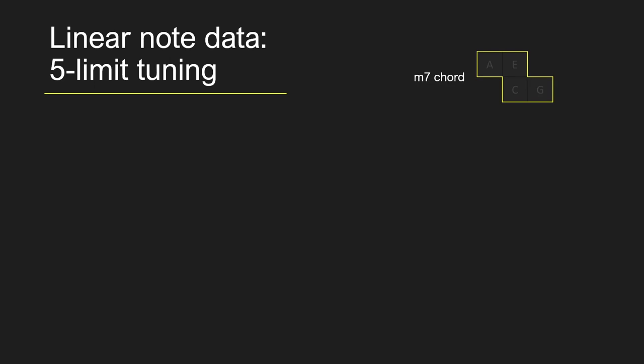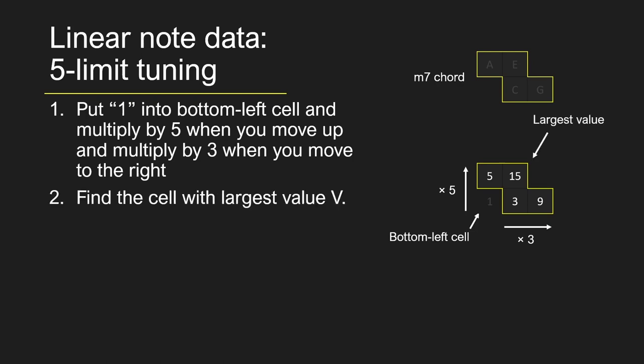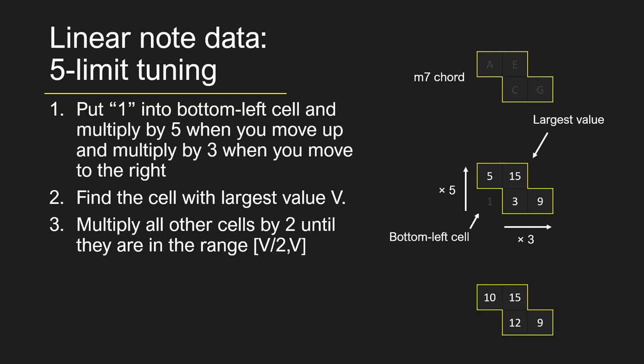Now, how would I develop the numbers in these tables? So for example, let's start with the minor 7 chord shape over here. To develop the numbers I just showed before, you put a 1 in the bottom left cell and then multiply by 5 when you move up and multiply by 3 when you move to the right. Then you find the largest value of these cells, and then you move all the other cells up by octaves until they are within 1 octave range of the highest value.